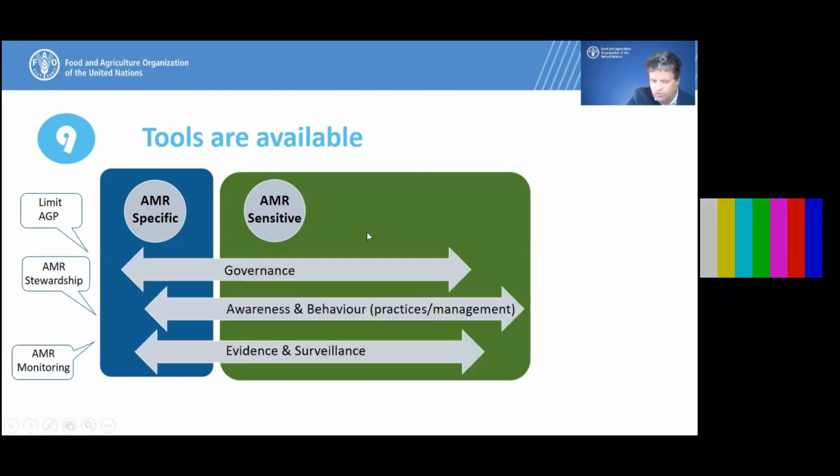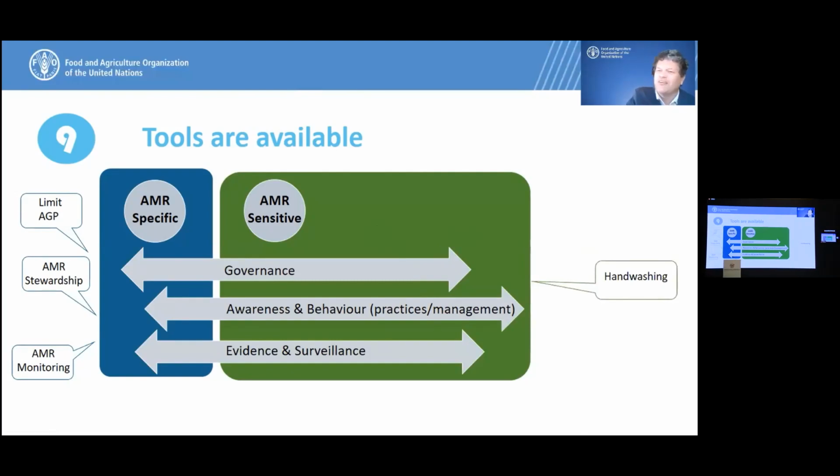For example, let's say the governance tools, awareness and evidence, which I mentioned. But for example, hand washing. Hand washing will reduce transmission of antimicrobial resistant bacteria. It also reduces transmission of non-resistant bacteria and viruses and other pathogens. So it's a great tool that we need to promote and have more hand washing done, and it will be effective. So antimicrobial resistance is sensitive to this, but it's not specific.